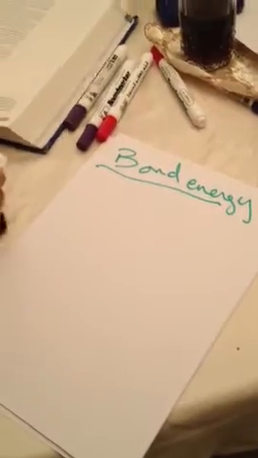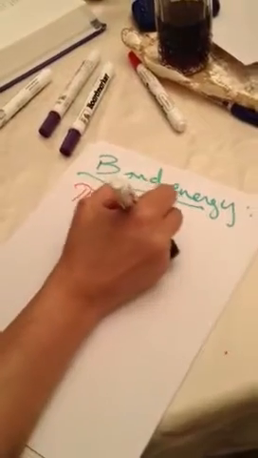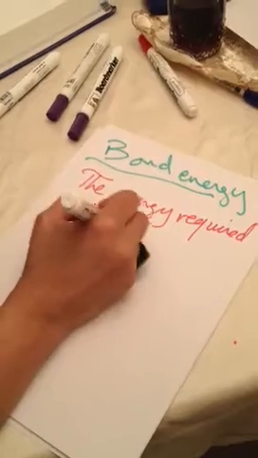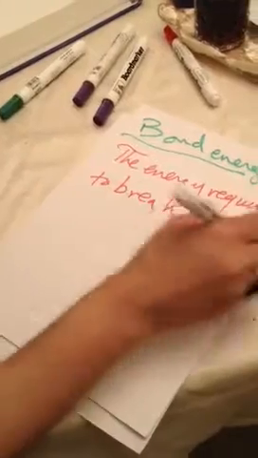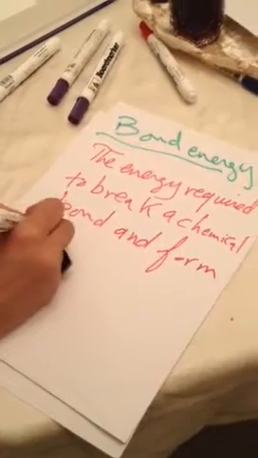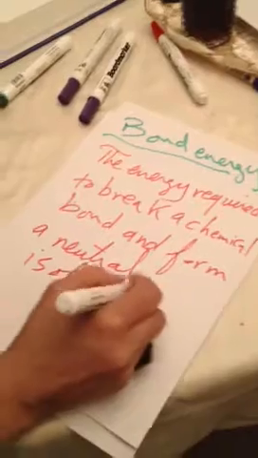Here this definition is important, page 167, bond energy. Okay, would you kindly give me the definition, the bond energy? The energy required to break a chemical bond. To break a chemical bond? And form neutral isolated atoms. Okay, a chemical bond and form what يا أحمد? Neutral isolated atom. A neutral isolated atom.